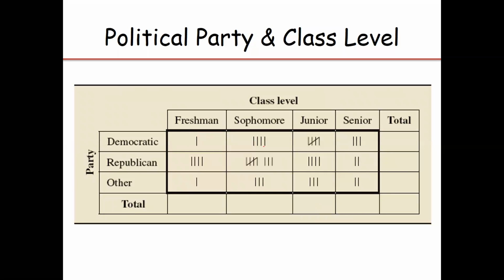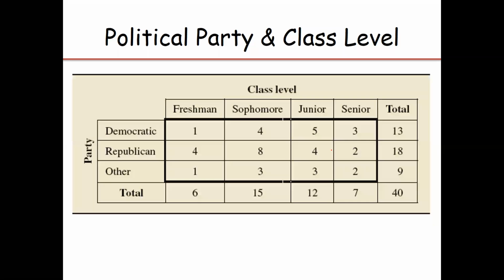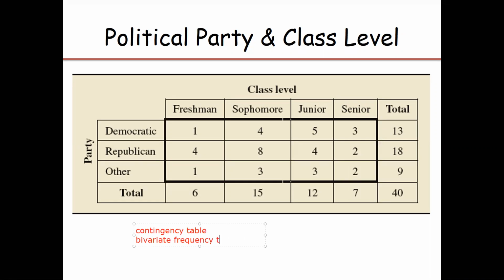These frequencies, these tallies, are recorded according to the data, and then the numbers are computed. This table is known as a bivariate frequency table of two qualitative factors. We can also use the term contingency table for this.